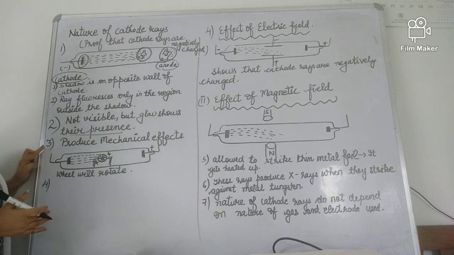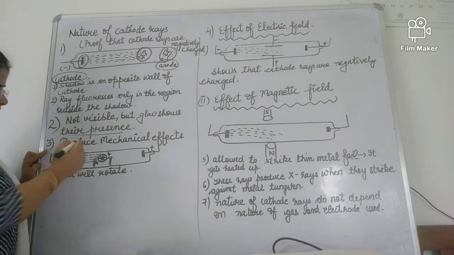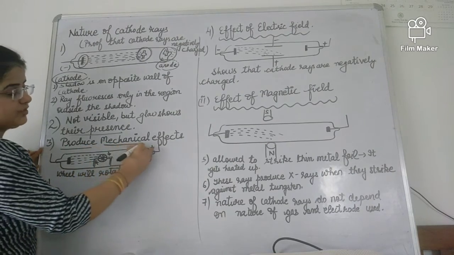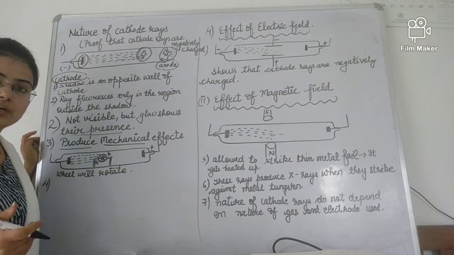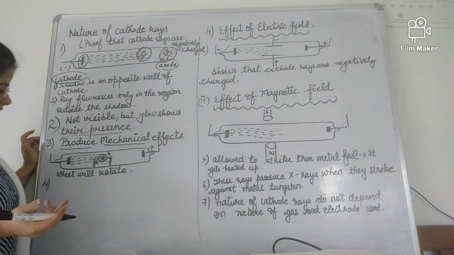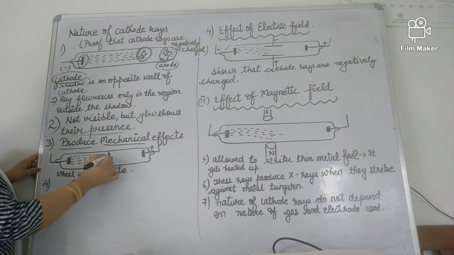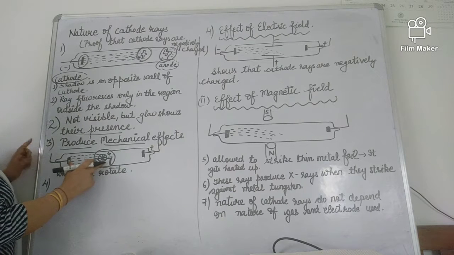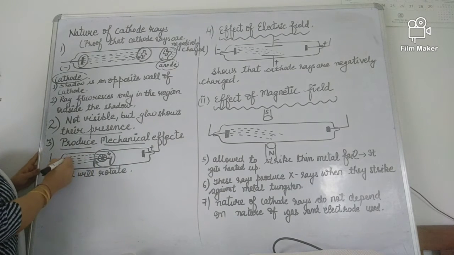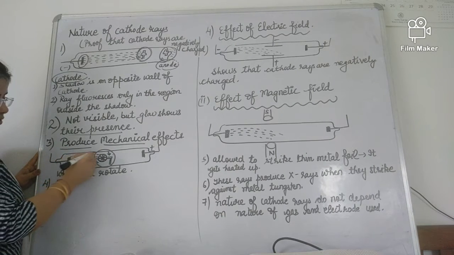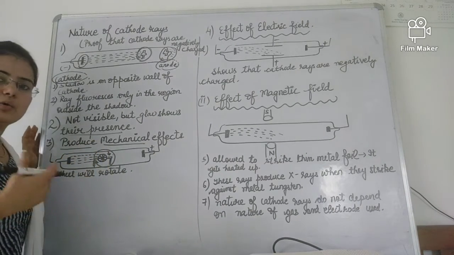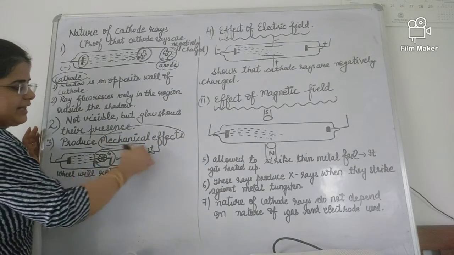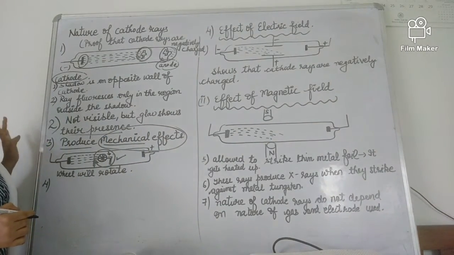Fine. And the second part here is that the cathode rays even produce mechanical effects. How? If you place a wheel in this pathway, what will happen? When the cathode rays strike it, the wheel will start rotating. That shows the mechanical effect can be observed with the cathode rays.